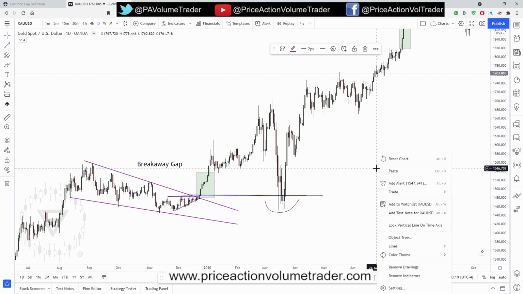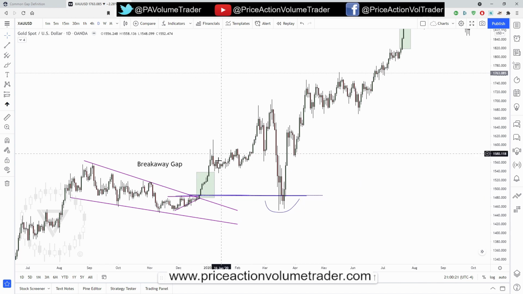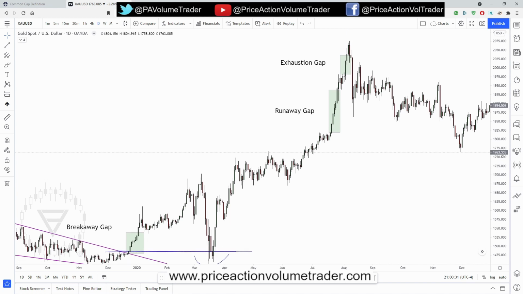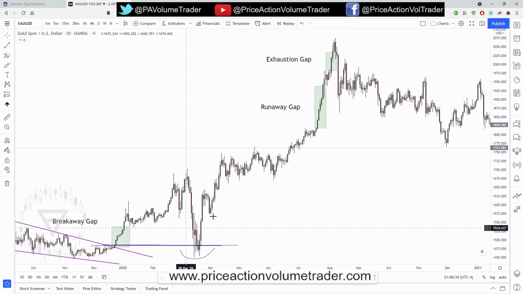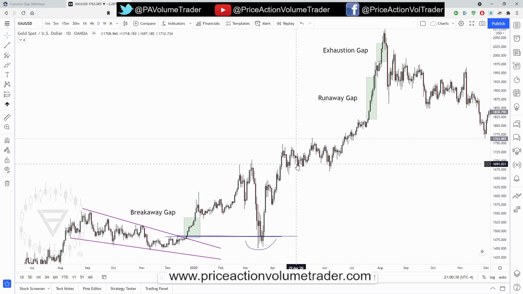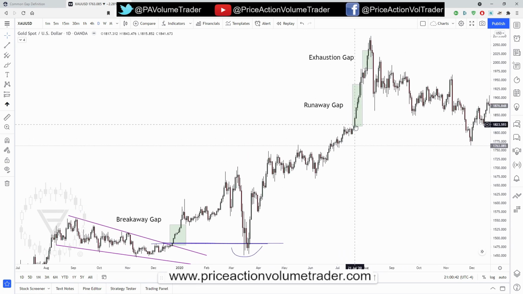So you could see this was actually a breakaway gap out of two different types of patterns, depending on what time frames you were looking at. Okay, and then if we keep moving up here, we can see how we retest, we continue going up, market consolidates a bit, keeps going up, and then right here there's suddenly a huge buying interest.